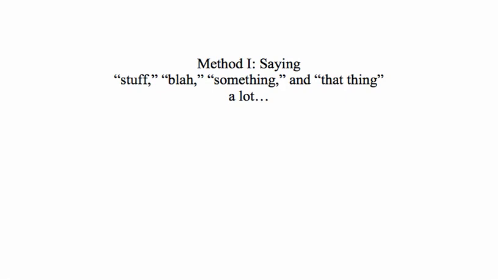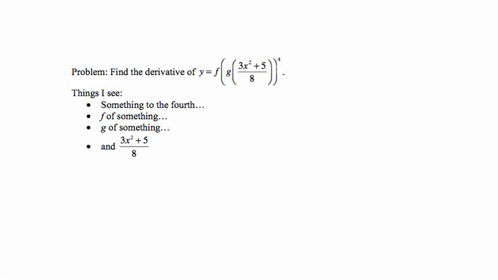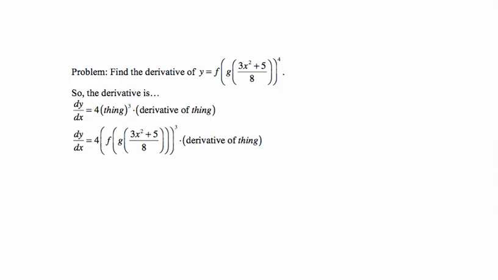My method is to say things like stuff, blah, something, and that thing quite a bit. Mostly I say it in my head, unless I'm explaining an example, then I'll say it out loud. So I look at this problem and I see something to the fourth, because that's the biggest outer function. What is that thing? It's f of something, right here. And then what's this something? Well, it's g of something. And then finally we get to a function where I can just take the derivative, and that's my goal. I keep going until I get something where I can just look at it and find the derivative.